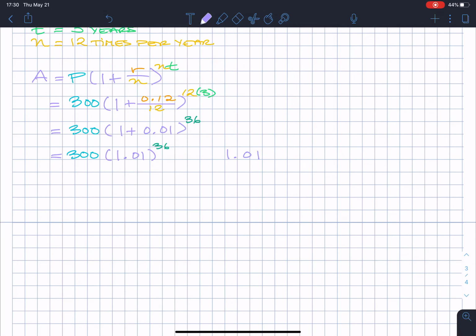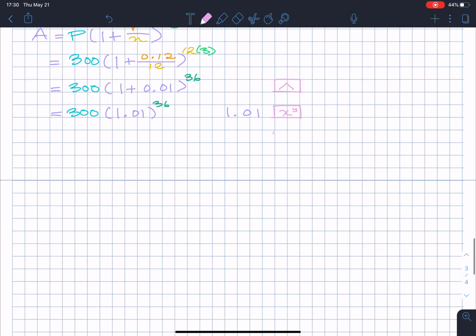So what we want to do in our calculator is enter 1.01. Then we're going to use the exponent key. There's a whole bunch of different ones: it's either x to the y, or the key that looks like a caret, or some calculators have the key that's y to the x. Whatever one your calculator has, you press 1.01, then that key, then 36, and then the equal sign.